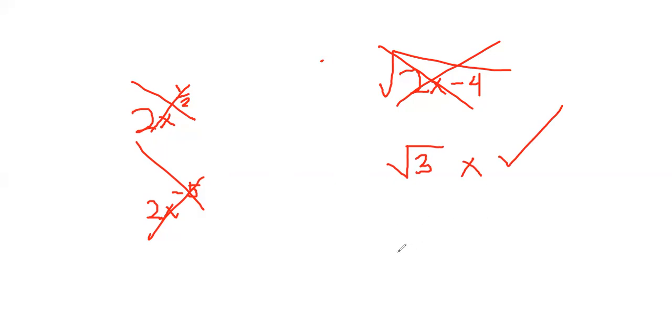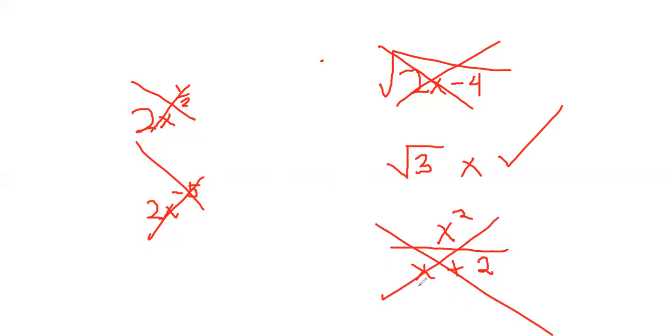And in the denominator, if we have x squared over x plus 2, this is not a polynomial function because we have a variable in our denominator. So remember these 4 things to determine if the function is a polynomial function.